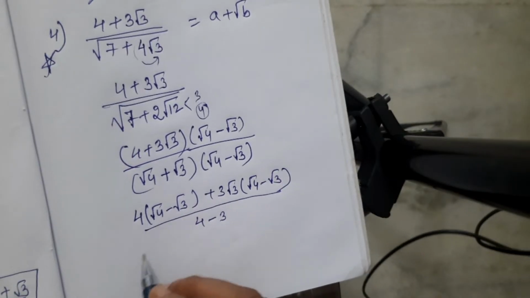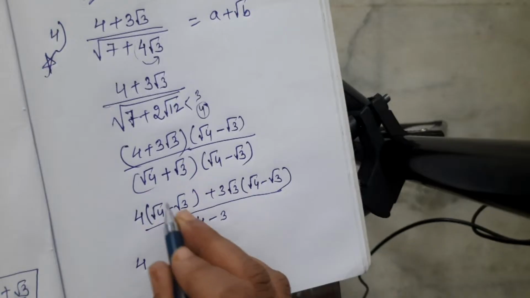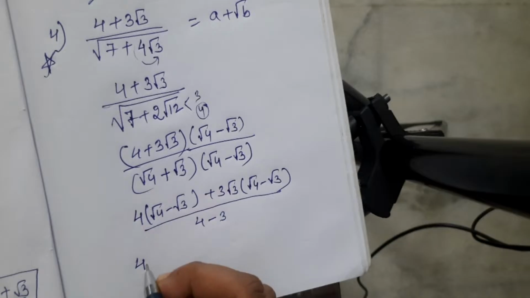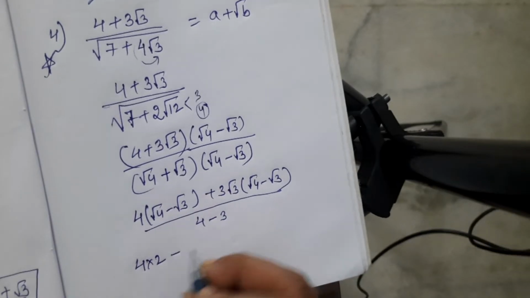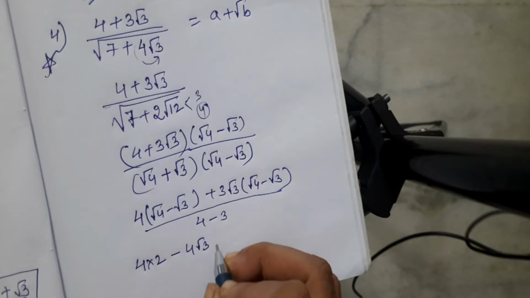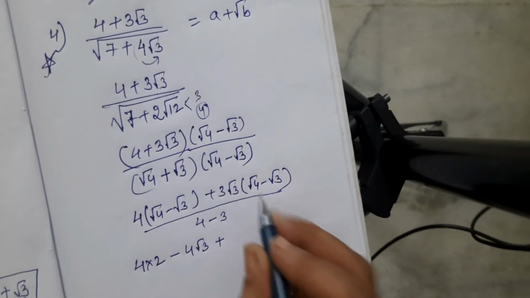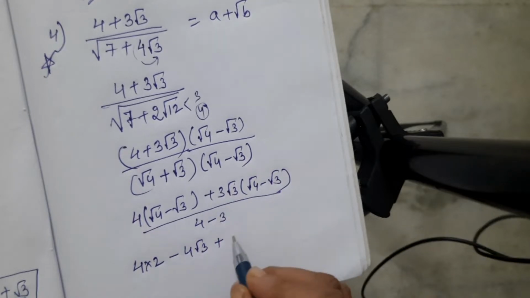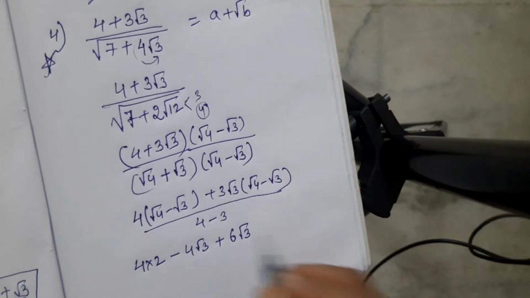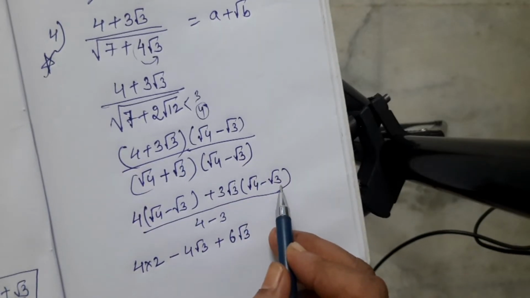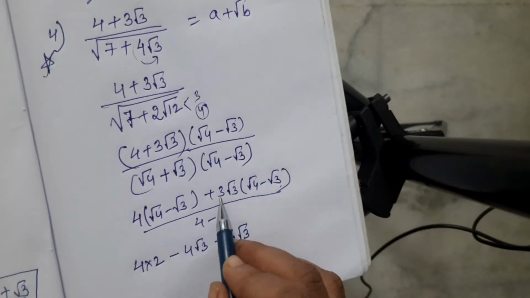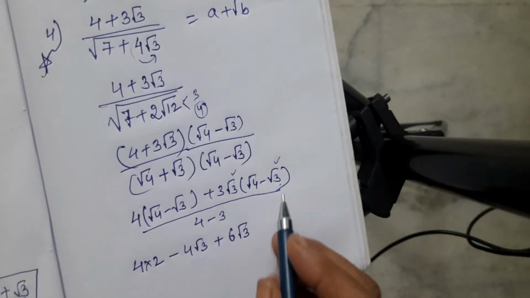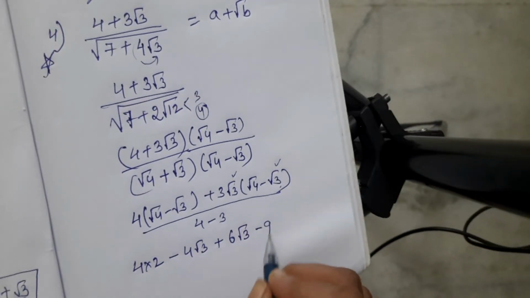Now multiply 4 by √4, which is nothing but 2. Okay, √4 is 2. So here it is 4 2s are 8 minus 4√3. Now multiplying these two numbers, again √4 is 2. So 2 3s are 6√3. Then √3 times √3 is 3. 3 3s are 9. So this we got minus 9.